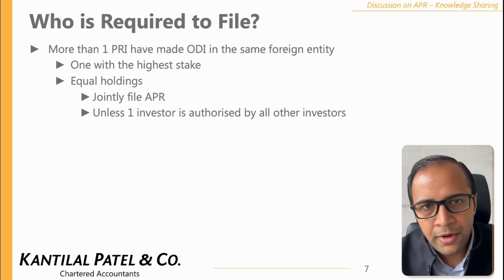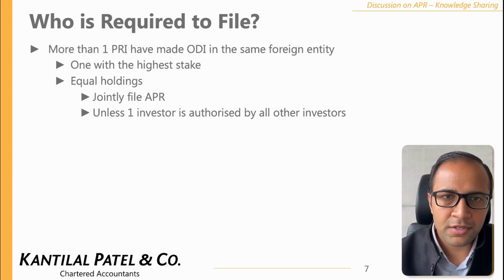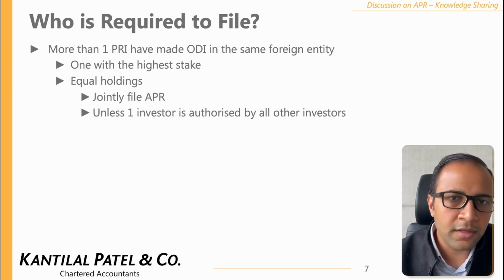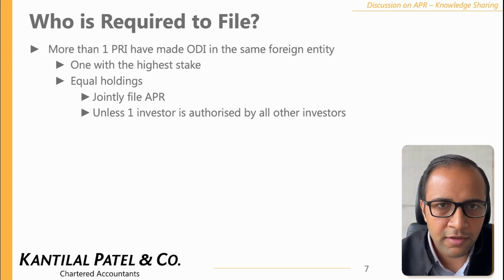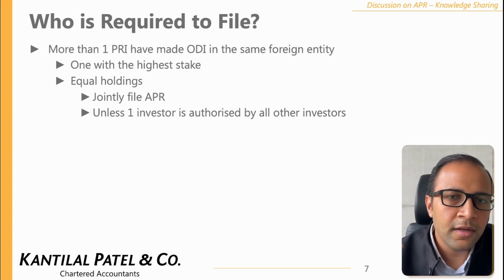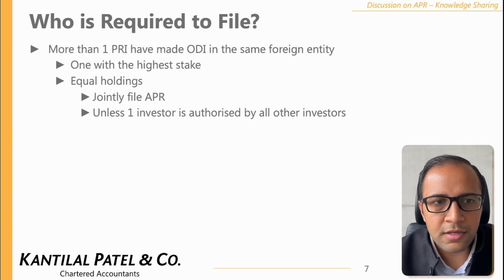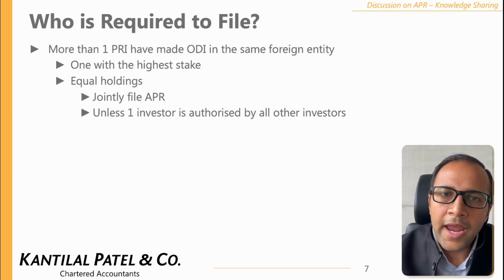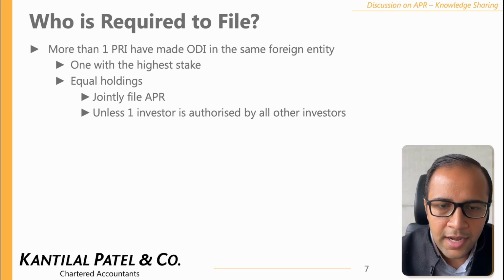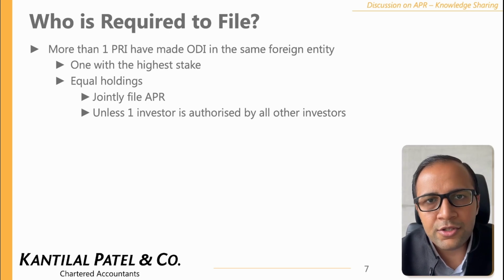If there are equal holdings, say for example, four people have invested 25% each, then they can file jointly. Means they file one APR and they jointly sign on it and they issue it to the AD bank. And that joint filing can be considered to be filing. Any one could also file, but that has to necessarily be authorized by the other investors.